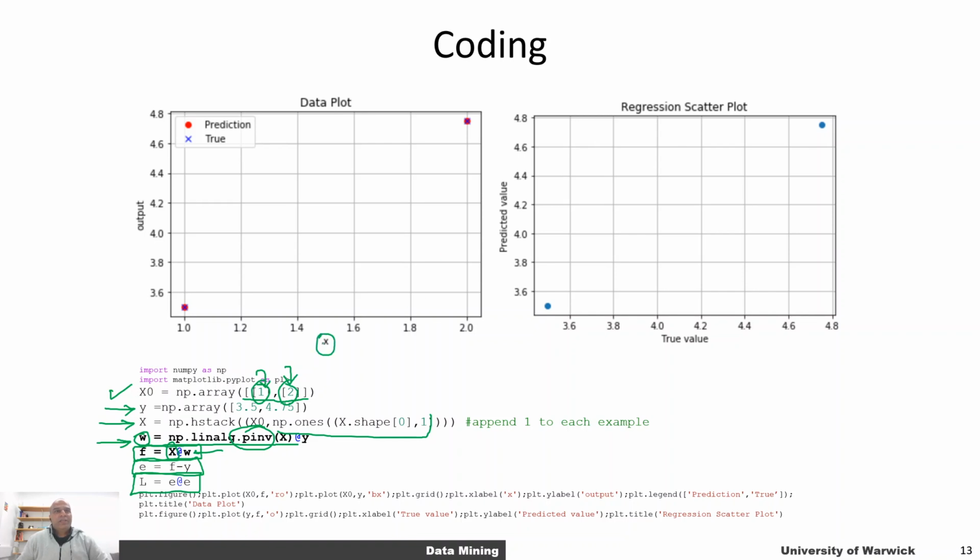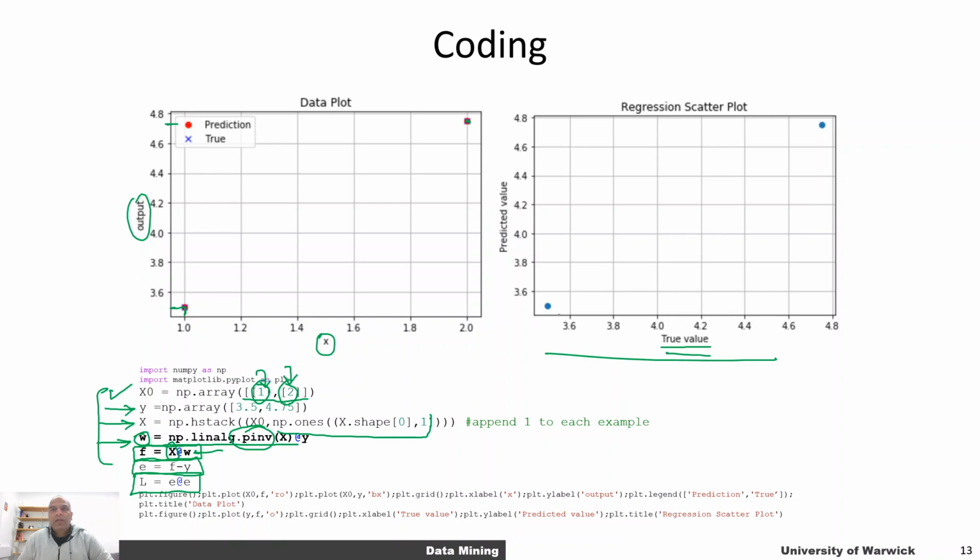On the x-axis is the feature value, on the y-axis is the output. We know that the target output for this particular example, whose feature value was 1, is 3.5, whereas for the example whose x value was 2, the target value is 4.75. And if we use this particular piece of code, then we get that the prediction matches exactly with the target output. And that's also shown in this prediction plot on the right-hand side.